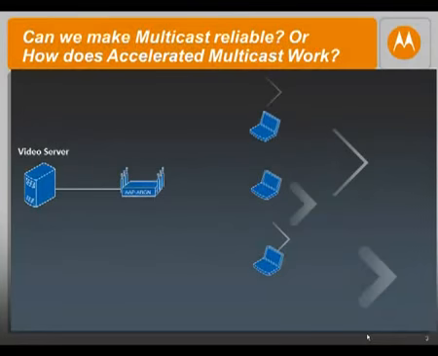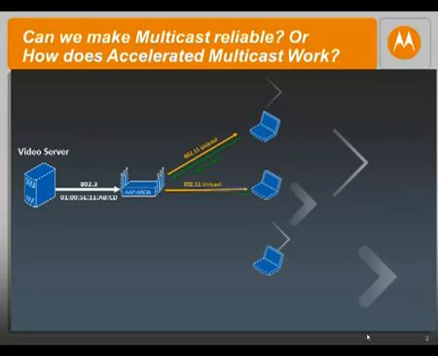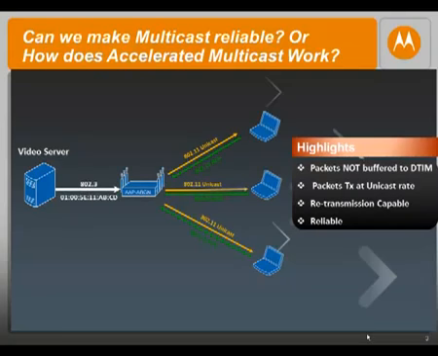So the question then arises, can we make multicast reliable? The answer to that is accelerated multicast. When the multicast packet arrives, the AP takes that packet and converts it into unicast packets. In this example, we have 3 clients that have requested that stream. The AP keeps a log of this information, and then once the packet arrives at the AP, it creates 3 individual packets and sends them to these clients.